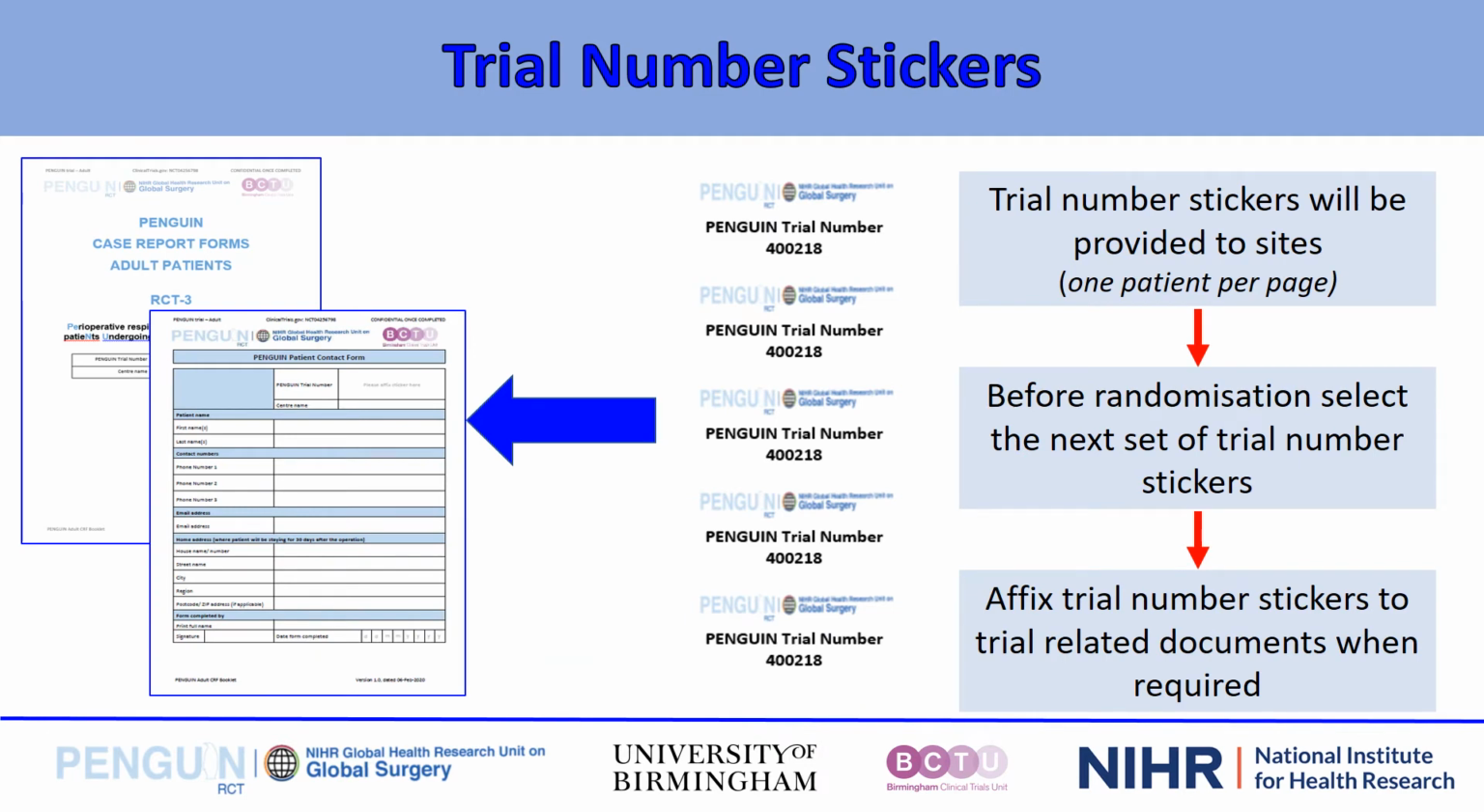Following slides will focus on the process involved in randomising patients and the administration of the trial interventions before and during surgery. When a patient has consented to the trial, you must then allocate a trial number for this patient. Trial number stickers will be provided during site setup. Before performing the randomisation, select the next set of trial number stickers from the investigator site file. These stickers can then be added to trial documents when required.